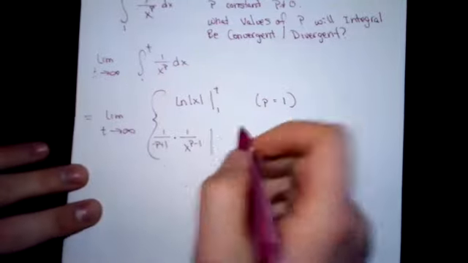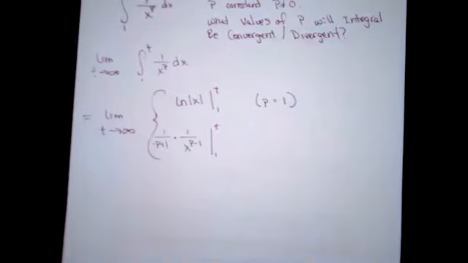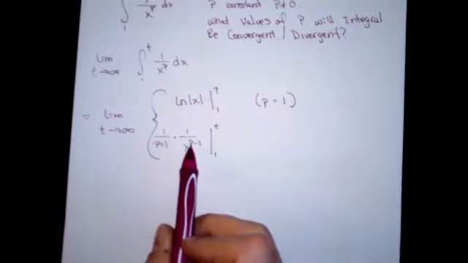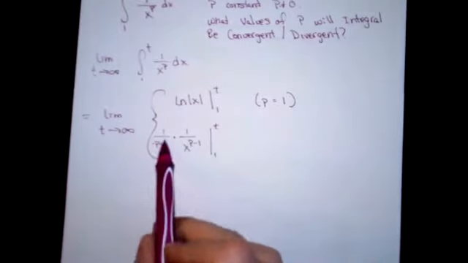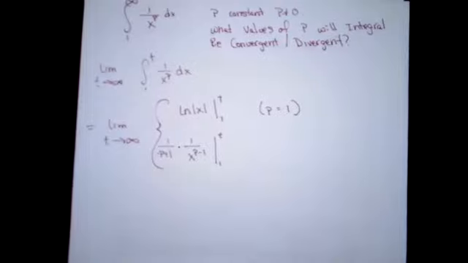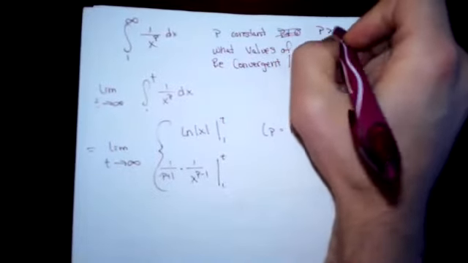And of course, we need to evaluate that from 1 to t. So this is x to the minus p plus 1. And of course, when I take a derivative, it will just cancel that constant. And actually, let's go ahead and change that a little bit. Let's make this other caveat. P is non-zero. Let's just say specifically that p is bigger than 0.